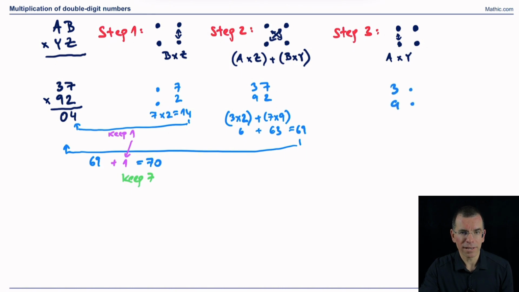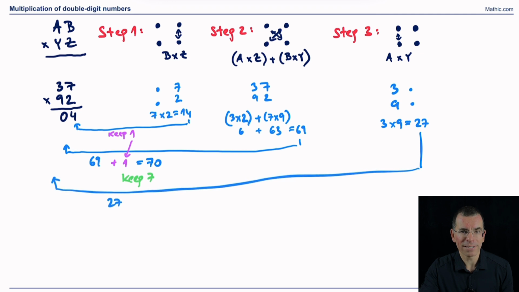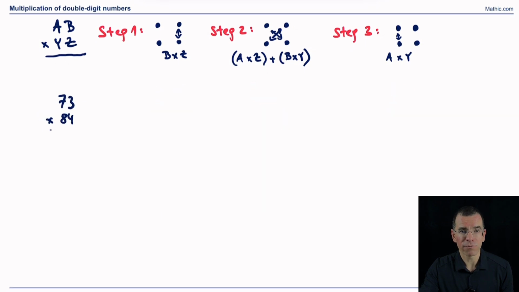Moving into step 3, we multiply first digits of our multipliers. Multiplying 3 times 9, we get 27. We need to add number 7 that we kept from step 2 on top, so we get to 34. We can write 34 as the first two digits in our final result. So 37 times 92 equals 3404. What about 73 times 84?